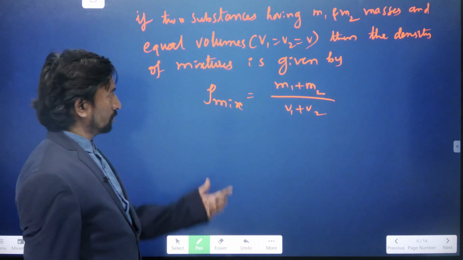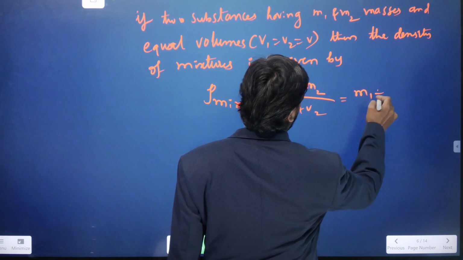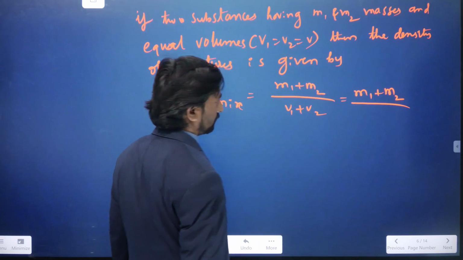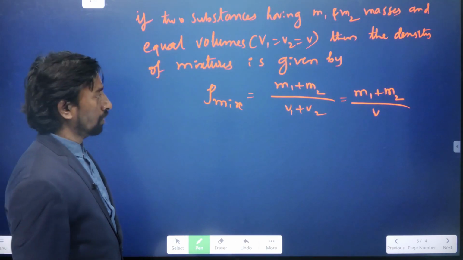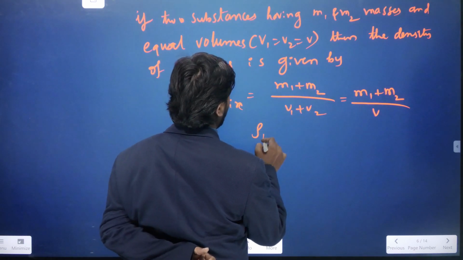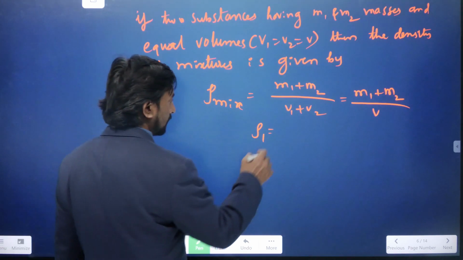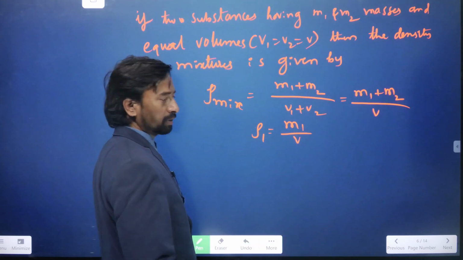So there are two substances having the masses M1 and M2. We can write M1 by M2 is equal to... V1 plus V2 is equal to V only, we can write. So now how to write V1? So M1, the first substance will have the density rho 1 and it has a mass M1 and its volume is V. V1 is nothing but V here.